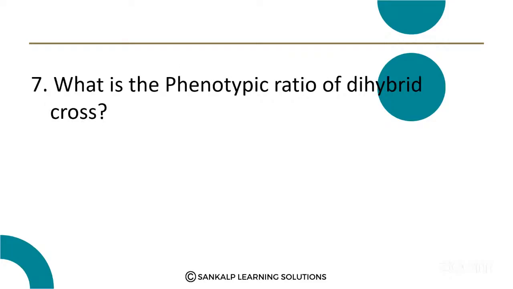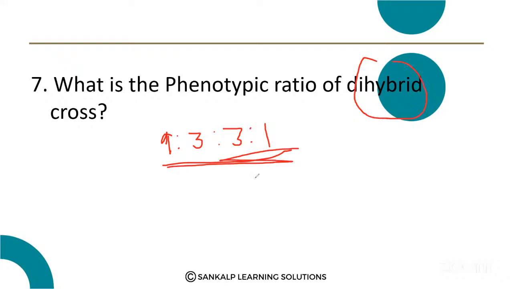Okay, what is the phenotypic ratio of the dihybrid cross? That is 9 is to 3 is to 3 is to 1. Not 3 is to 1. Dihybrid cross, right? The dihybrid cross phenotypic ratio is 9 is to 3 is to 3 is to 1.